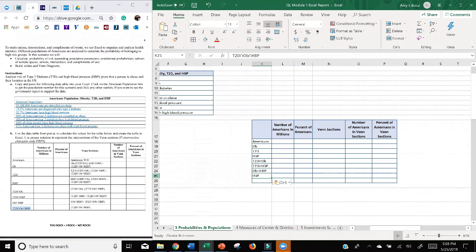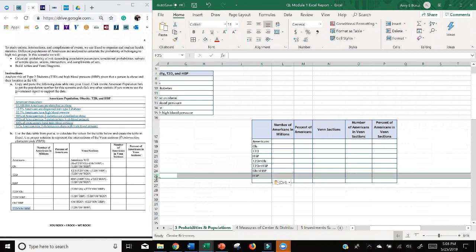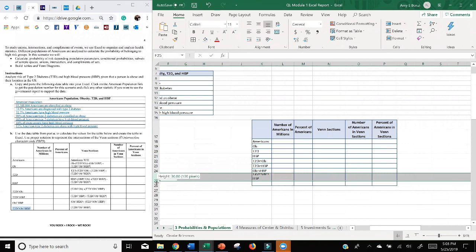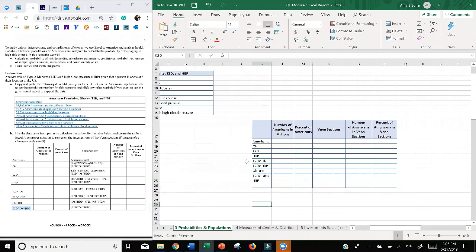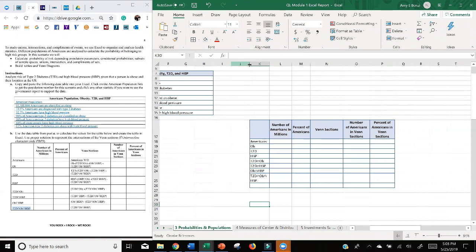So just click the row. For me, it's row 25, and then I just widen it a little, and everything will show up. And you could also widen your row or widen your column. Either one works just fine. I could actually just widen this column.